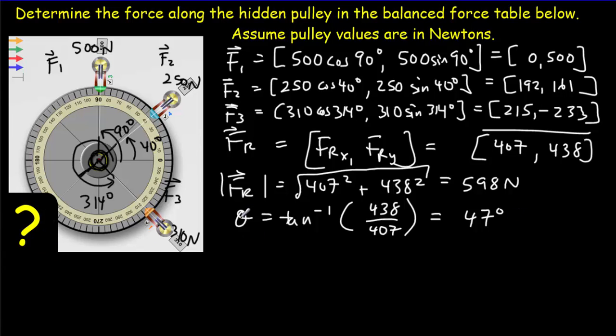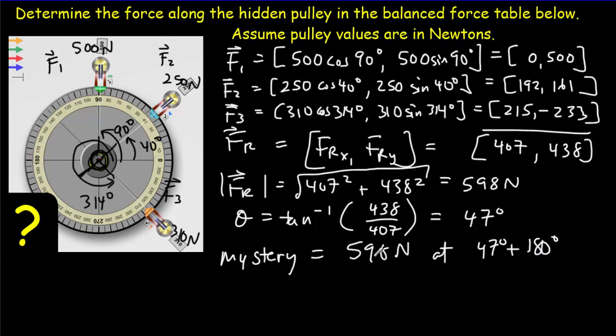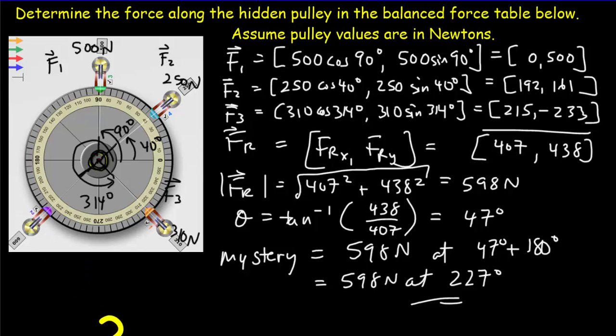So my mystery vector should just be the opposite of this vector. So my mystery vector should be equal to 598 newtons at 47 degrees plus 180 degrees. Remember, add 180 degrees to get the opposite vector. So that's really 598 newtons at 227 degrees. So let's check out our answer. A little bit hard to read, but what it says here is 600 newtons, and the angle here seems to be approximately 225 degrees. So we are a little bit off because we were making estimates in reading the angles. But in the end, we did figure out what our mystery force has to be.